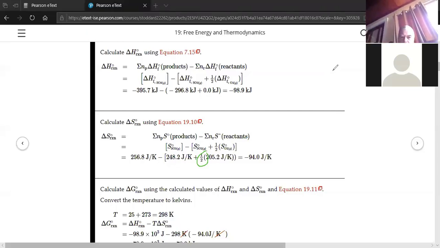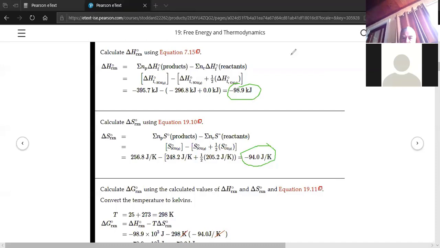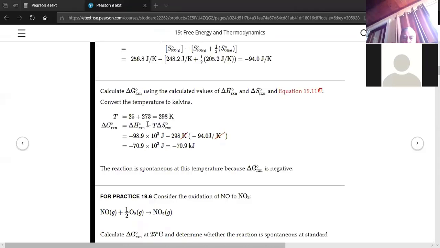Okay. Any questions so far on that? That's kind of a review of what we did last time. So you have these two equations. Once you get these two values from those equations, that's the delta H0, that's the delta S0, then you got to put them in the Gibbs free energy equation, and that's done right down here. So here's the Gibbs free energy equation right there.